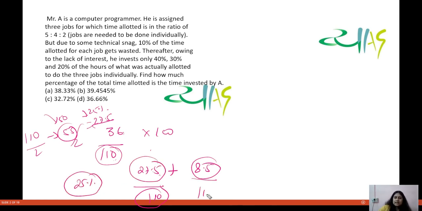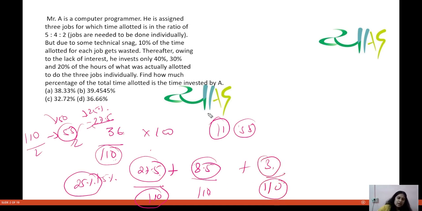And I know that 10% of 110 is 11, and half of this is 5.5. So 5% more I can add. So plus 3 will remain, and 3 by 110. So I know half of 5.5 is 2.25, and that is 2.5% of 110. So just add 2.5% more, and this 3 is a little more than that. So you will get 32.72%. This is the closest.